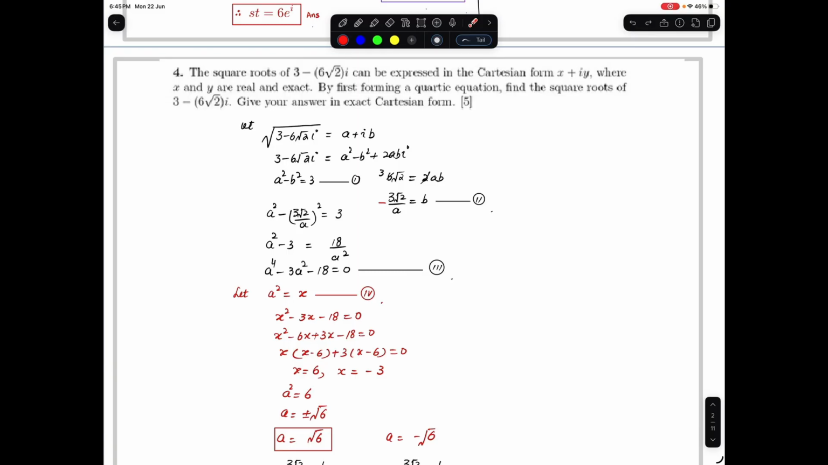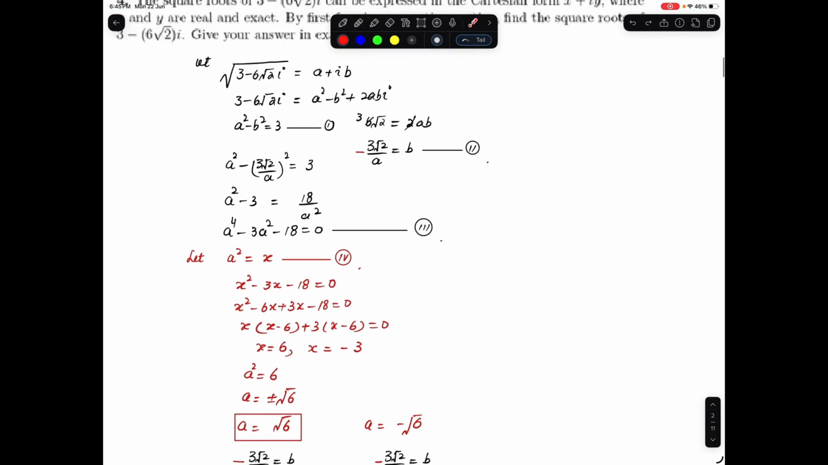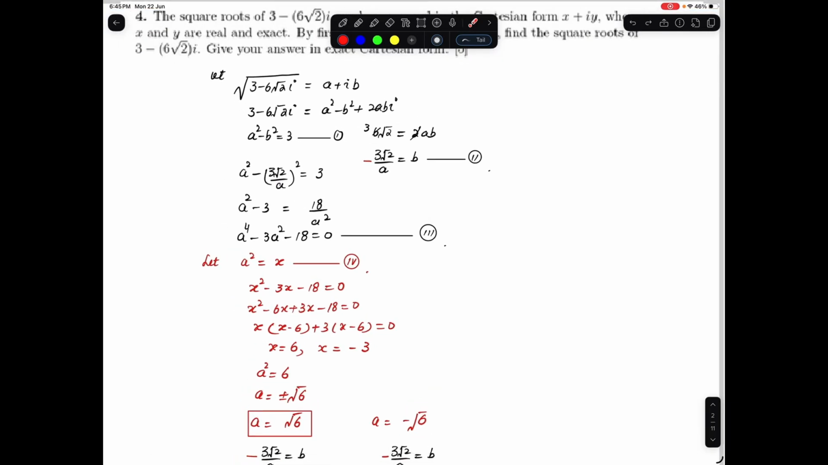By first forming a quadratic equation, find the square roots of the complex number 3 minus 6 under root 2 iota, giving your answer in exact form, or in Cartesian form. So put 3 minus 6 under root 2 iota inside the root, which means you have to put the square root, and that will equal what?